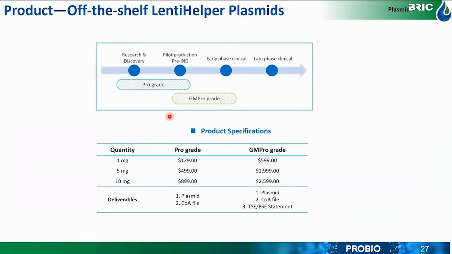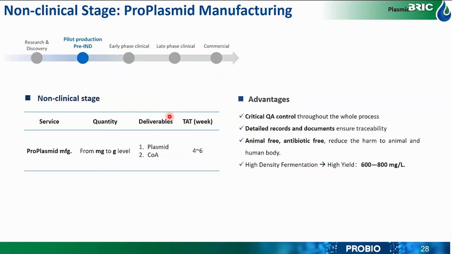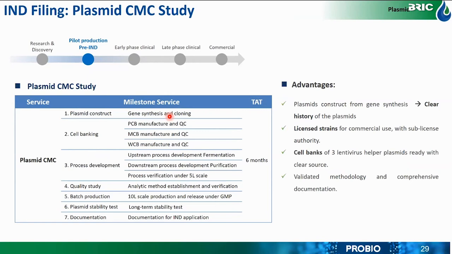And we also have off-the-shelf lentiviral plasmid. We have a ready-to-use plasmid system, and it can be used quickly for your project. For the three types of plasmid, the first is the research grade plasmid, and for this grade we can provide a capacity from milligram to gram level, with critical QA control throughout the whole process, and detailed records and documentation to ensure traceability. This plasmid is also animal-free and antibiotic-free to reduce harm to animals and the human body, and the process is high-yield fermentation. We can also provide the plasmid DNA as a drug substance or drug product.